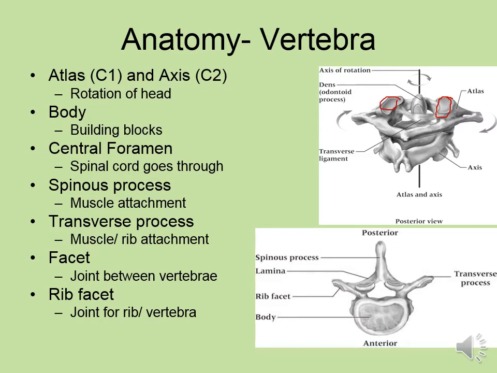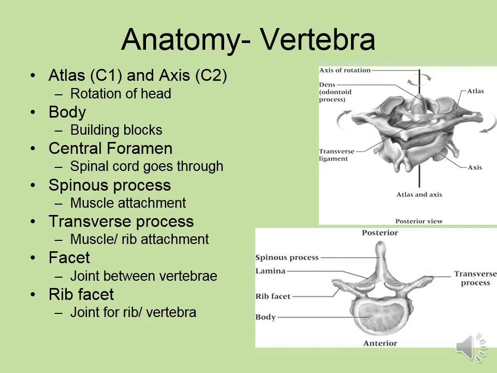It's called the atlas because in mythology, Atlas was a god who held the world on his back. So Atlas is holding the world, or the head, on its back. The axis is C2. The axis looks a little bit more like a normal vertebra, but it's got this little thumb-like projection that projects up through the atlas and allows for rotation of the atlas on the axis, which also allows for rotation of the head.